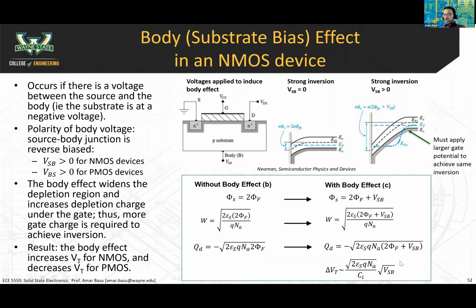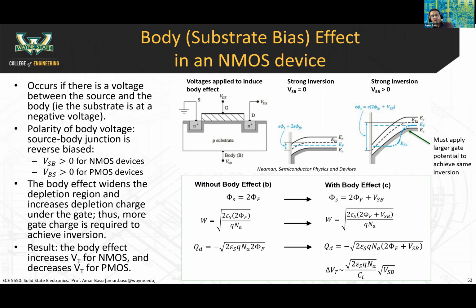Remember when you calculated your threshold voltages, the QD over CI term was one of the terms in your threshold voltage equation. So if you increase QD, you're going to change your threshold voltage. You're actually going to increase it for an NMOS device. And if you look at the change in the threshold voltage, this is approximately what it's equal to. It goes as the square root of the source to body voltage.